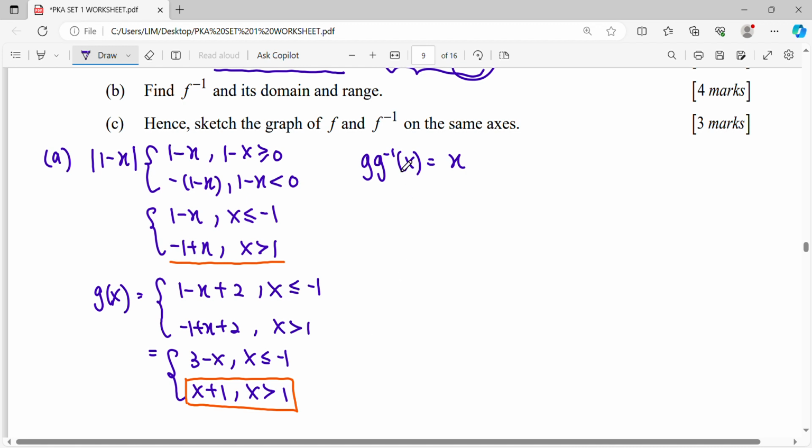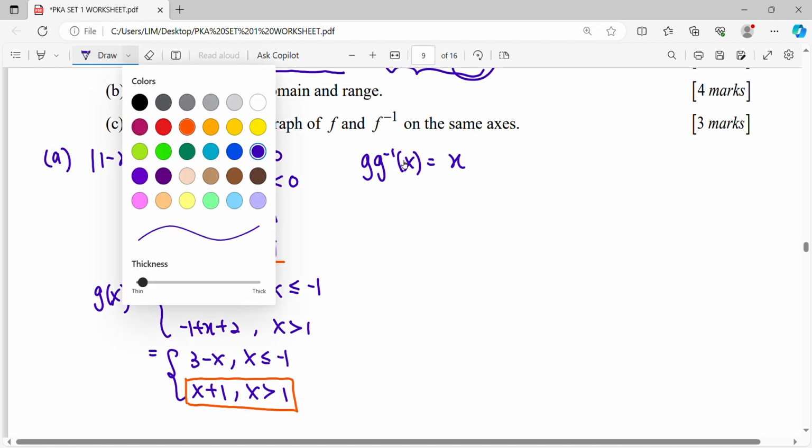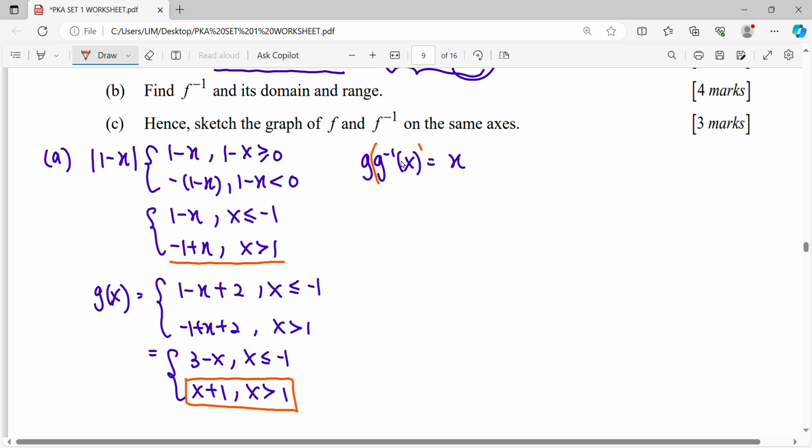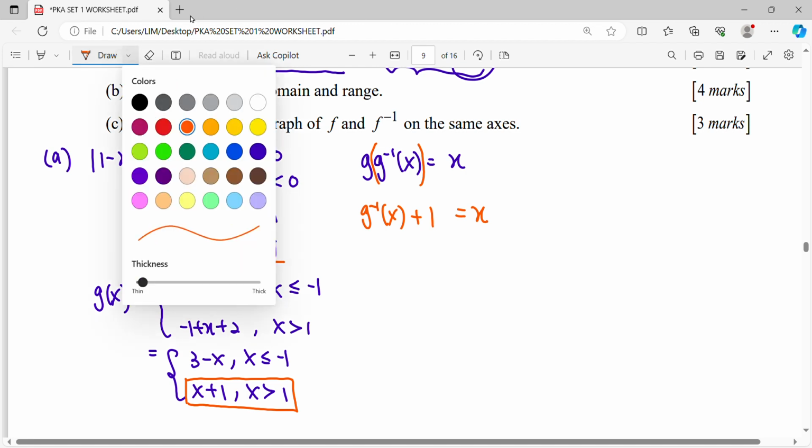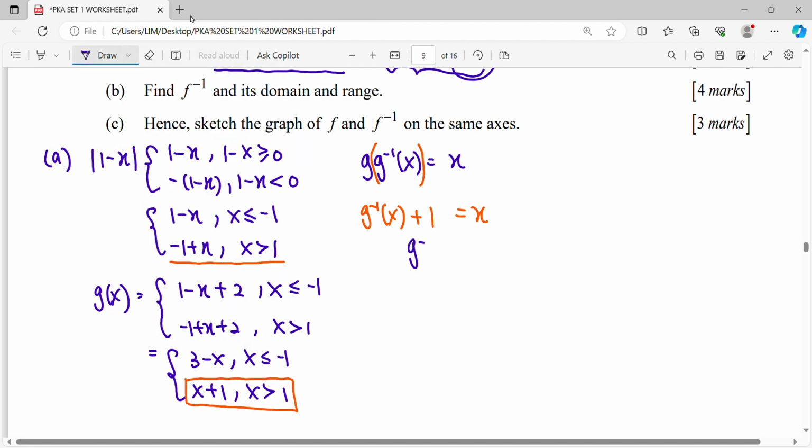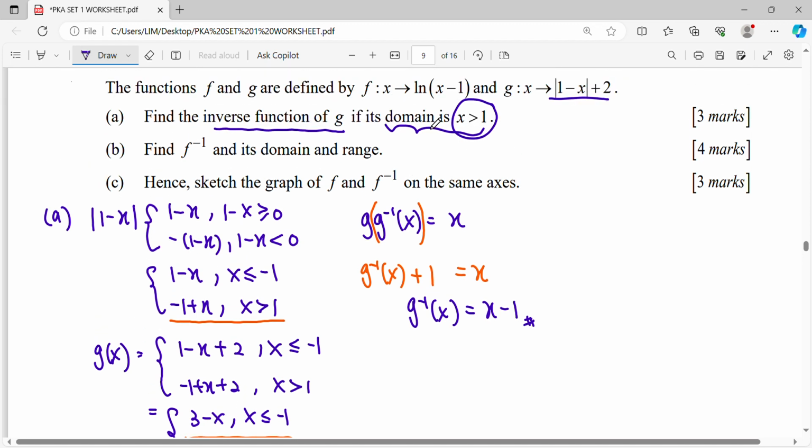So substitute our g inverse in the position of the x. Here we get g inverse of x plus 1 equals x. So therefore, g inverse of x equals x minus 1. It doesn't need another side, just this one only, because we follow the question here. Only for domain more than 1, we find its inverse.